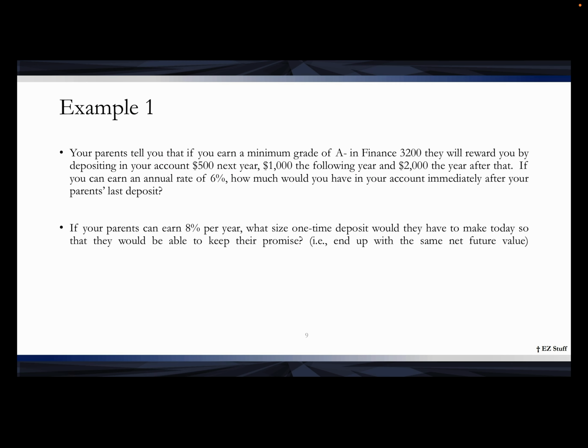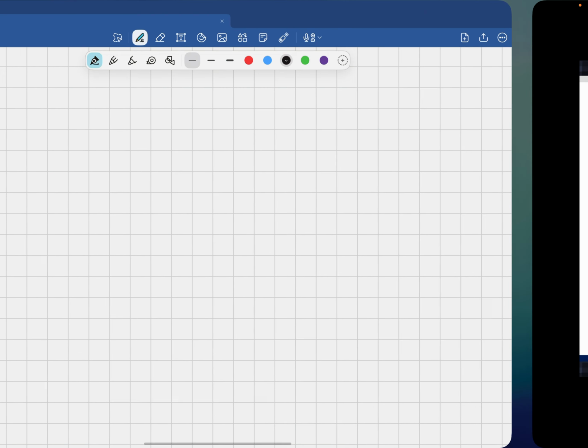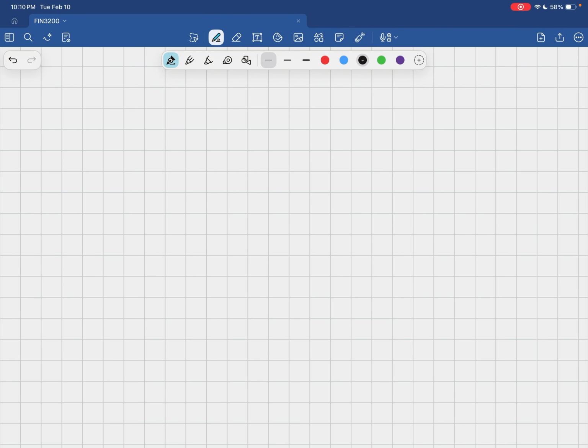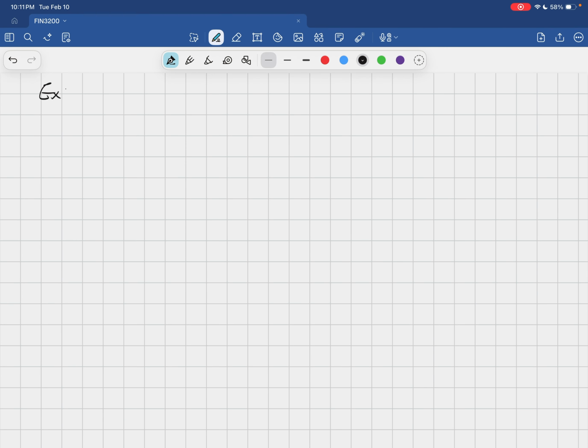Part B. If your parents can earn 8% per year, what size one-time deposit would they have to make today so that they will be able to keep their promise? In other words, they want to come up with the same net future value in 3 years. Okay, let's do this. Example 1.